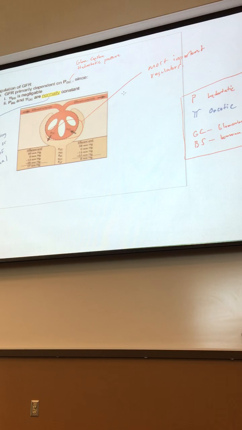Isn't it hydrostatic pressure? But it depends which hydrostatic pressure, Bowman space or glomerular capillary. You only have those two there? You had those two, then you also had the oncotic pressures. You have all of it. I would think it's hydrostatic. I don't remember the exact question.